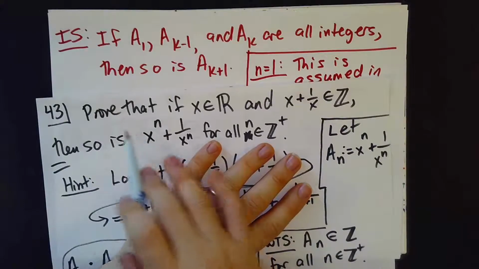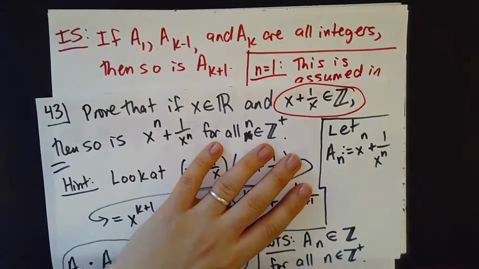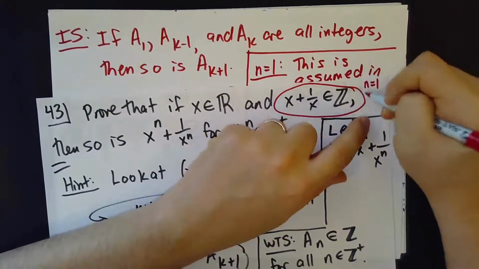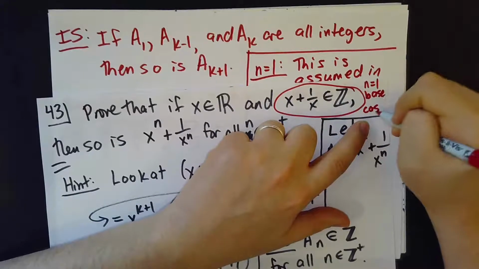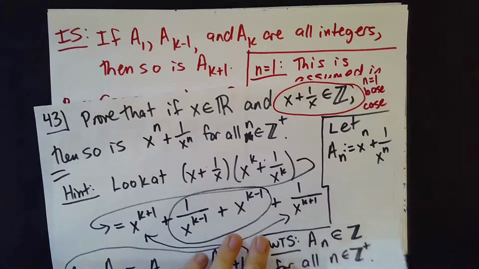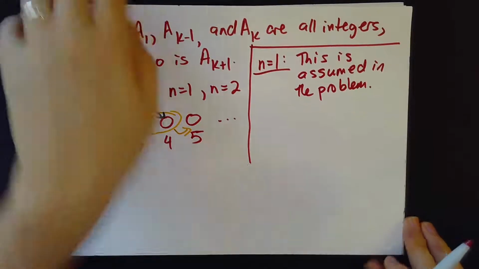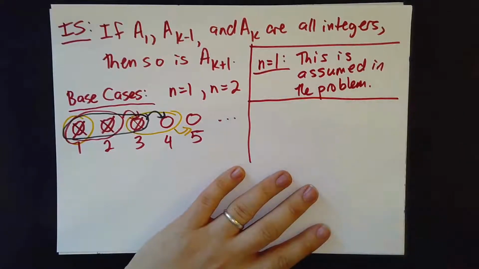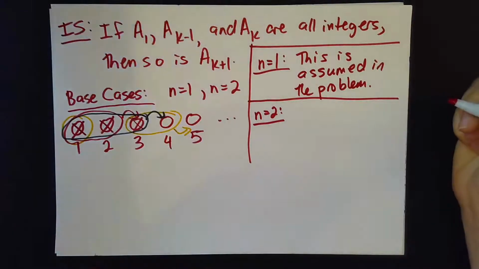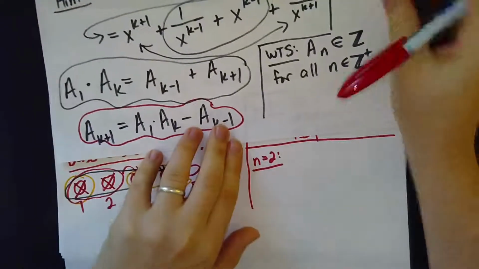So going back to the statement of the problem, if x is a real number and it so happens that x plus 1 over x is an integer, then so is this thing. This is the n equals 1 base case. Okay, so we get to assume the n equals 1 base case. So then we have to prove the n equals 2 base case. And so here's where we want to use this formula from before.